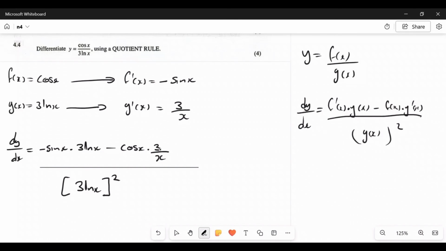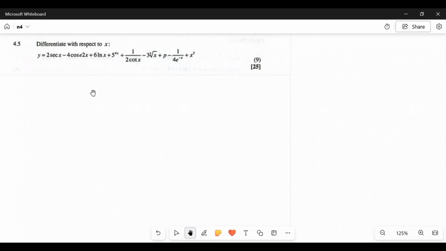Let's go into the last question, which is 4.5. All right, guys, let's look at 4.5. Now, 4.5, they want us to differentiate with respect to x. We have a polynomial here, guys. So before we do any differentiation, we need to first identify each and every term, what type of function it is, and also identify each and every term that needs to be simplified.